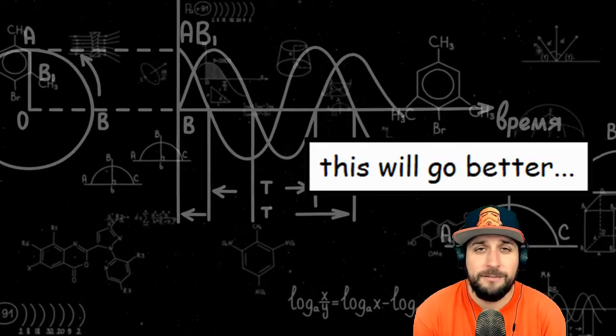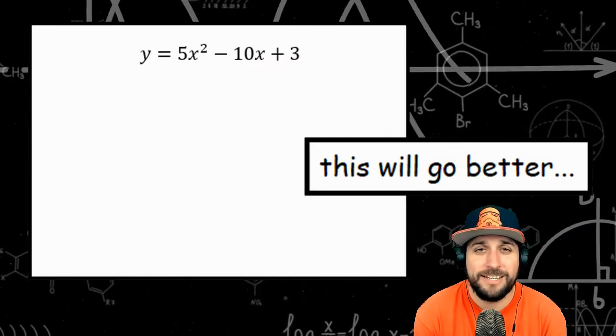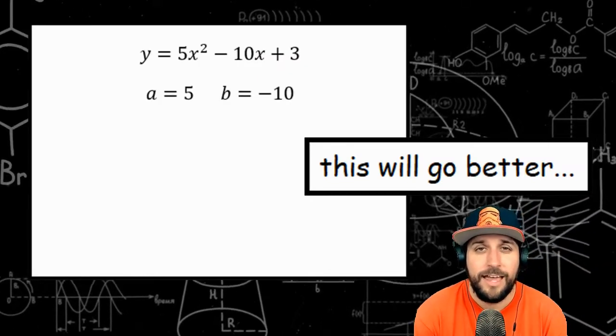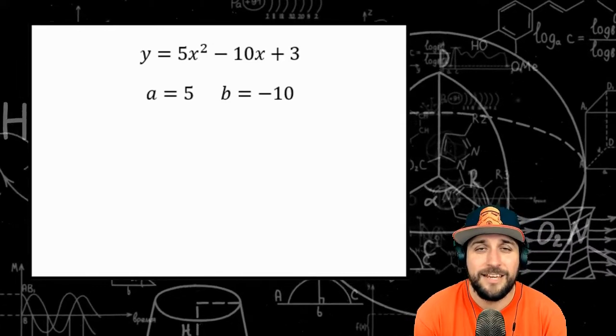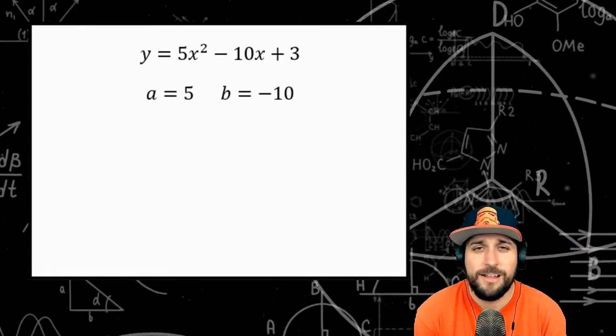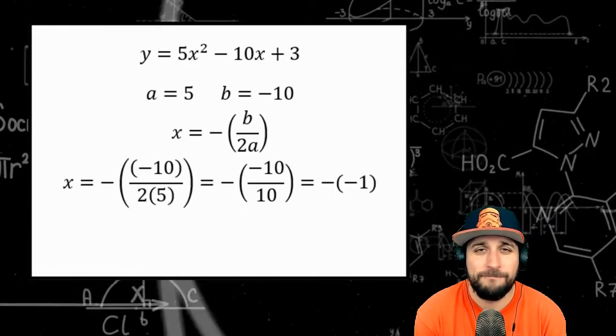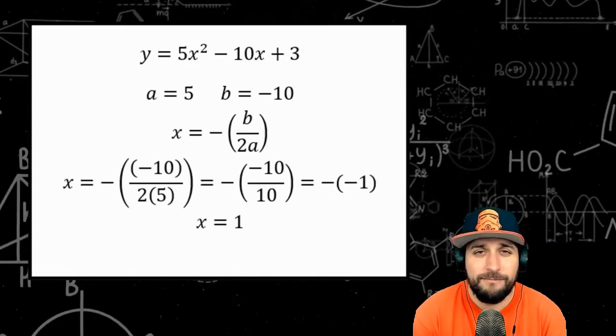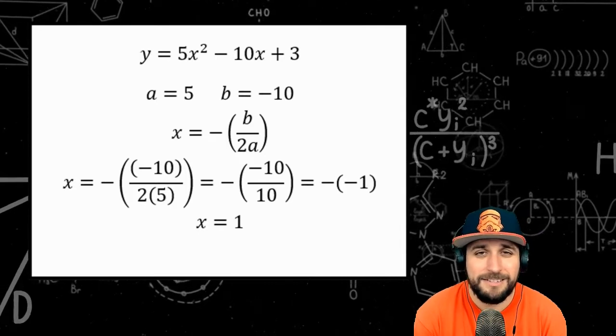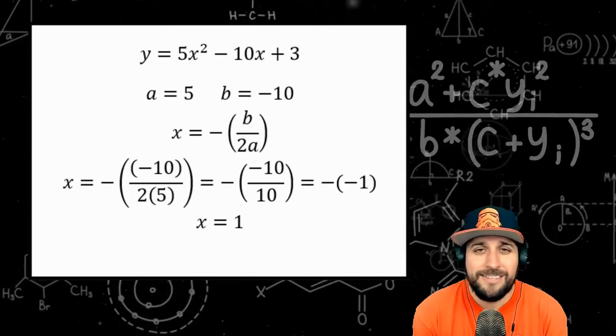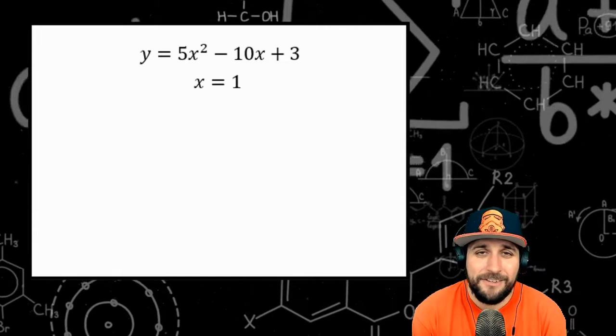On example B, my function is y equals 5x squared minus 10x plus 3. A is 5, b is -10. So step 1, I want to find the axis of symmetry. So I plug a and b into my formula. I get out positive 1. The opposite of negative 1 is positive 1. So I know that's the x-coordinate in my vertex. I need to find the y-coordinate.